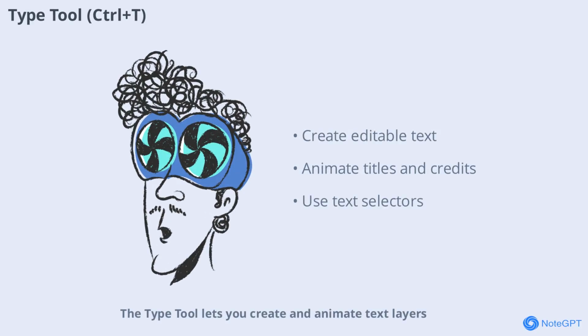Type tool lets you create and animate text layers. You can add horizontal or vertical text, animate properties like position, scale, rotation, and opacity, and use text selectors for advanced effects. For example, you might animate a title popping onto the screen or credits scrolling upward. Text animation is a core skill for motion graphics.